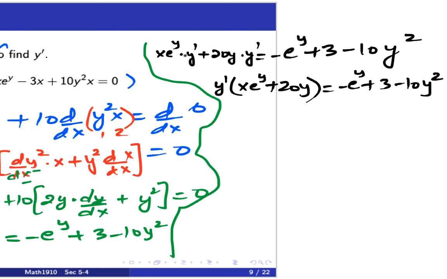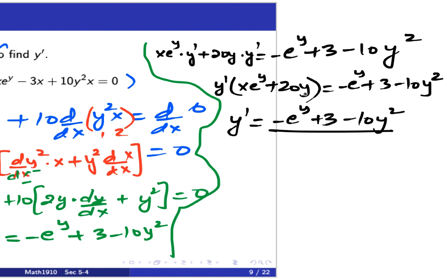Remember, I'm writing y prime just to shorten it. I didn't want to write dy by dx. Now, remember we're solving for y prime. So y prime equals minus e to the power y plus 3 minus 10y squared over x e to the power y plus 20y. Okay, so we have used implicit differentiation.